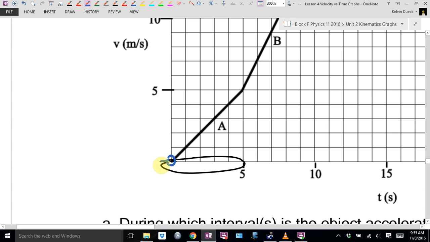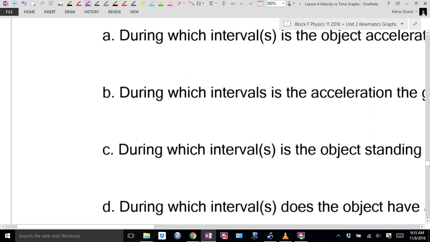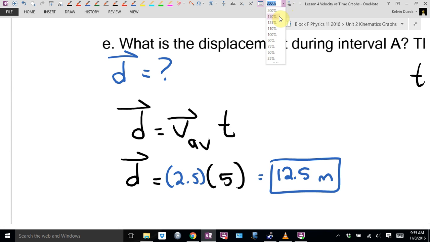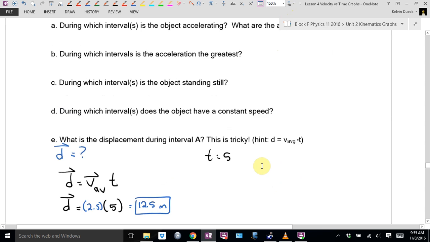Here's the first velocity, 0. Here's the final velocity, 5. What did I average? 2.5. Yeah? I was grasping at straws here, but I said, wait a minute, that is what I averaged. My average velocity is 2.5. And if you go 2.5 times 5, you'll get 12.5 meters.